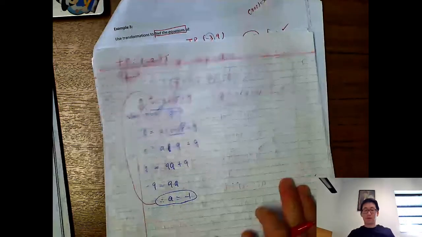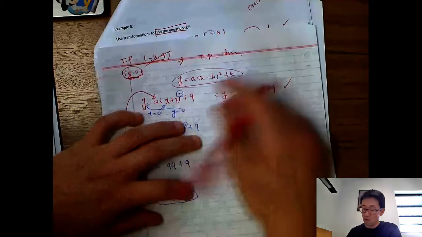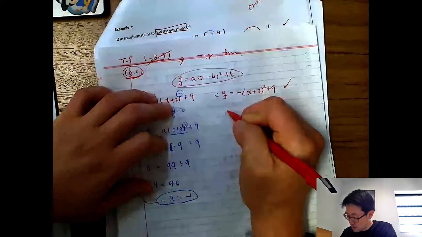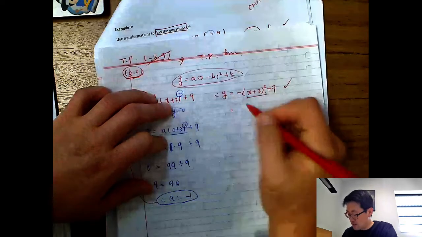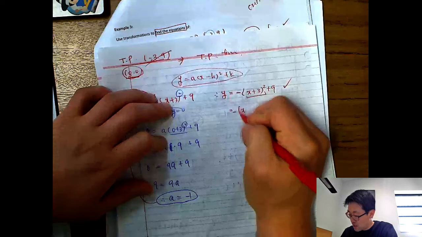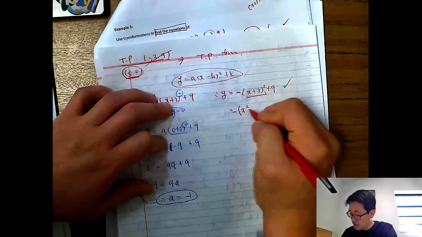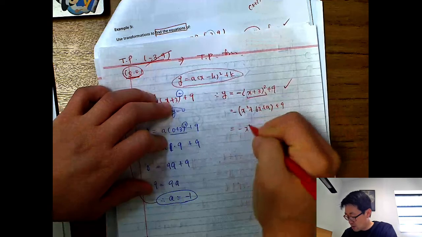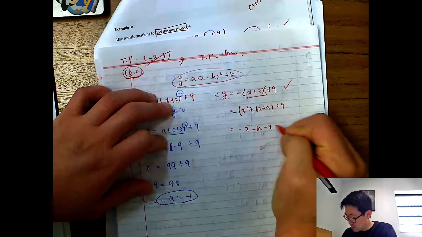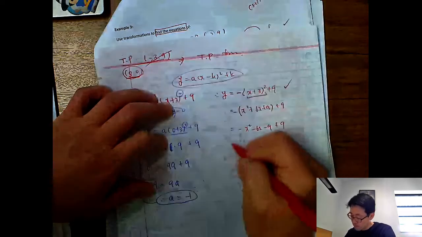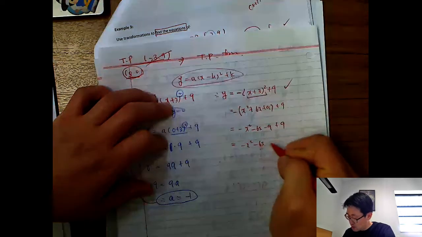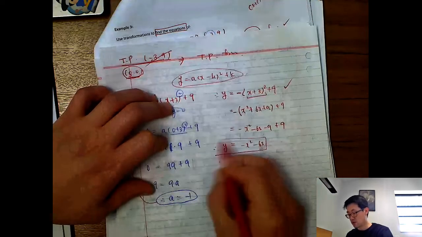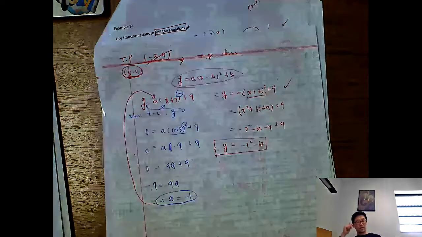Or, if they ask you for polynomial form, then I need to go and expand it. Again, expand inside first. Minus bracket x squared plus 6x plus 9, plus 9. Minus x squared minus 6x minus 9 plus 9. Minus x squared minus 6x. So y equals this. Did you get that? Yeah.